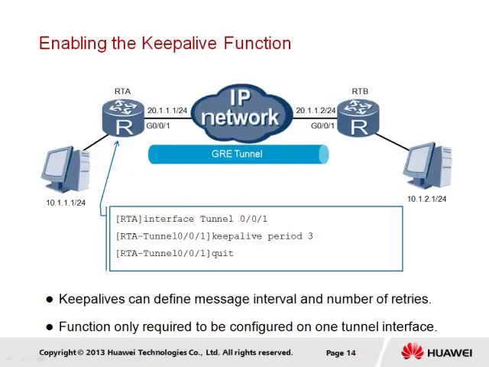Keep alive messages are configured within the tunnel interface view using the keepalive command. In addition to this, we are also able to set the keep alive period that is to be used, as well as the number of times that a keep alive will retry in the event that a response is not received from the peering interface. Here we have changed the period to 3 seconds. However, the number of retries has not been configured, meaning that the default number of retries will be used.